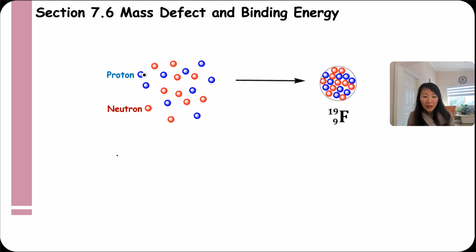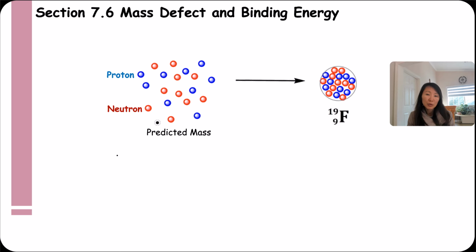Why? Well, if you count the number of protons, 1, 2, 3, 4, 5, 6, 7, 8, 9. So fluorine has an atomic number of 9, hence you see 9. That means the neutron probably there's 10. 1, 2, 3, 4, 5, 6, 7, 8, 9, 10. So there's 10 neutrons, so fluorine 19. Well, each of these protons and each of these neutrons, they weigh something.